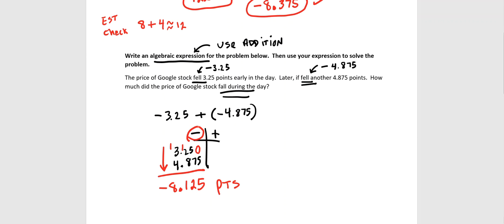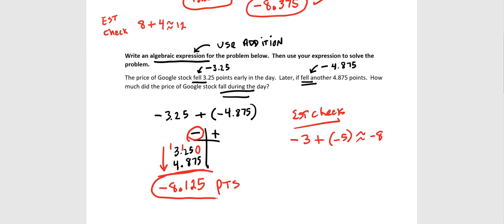Let's do an estimated check. And I'm going to just write that over here, estimated check. You could write it up above. Well, negative 3.25, is that more than negative 3.5? No. So we're going to round down to negative 3. Negative 4.875, that's more than 4.5. So that's going to round up, get further away from 0. So go to negative 5. And we'll add those together. So it seems reasonable that we're looking for a total loss of about 8 points. And that is most definitely in line with what our final answer is.